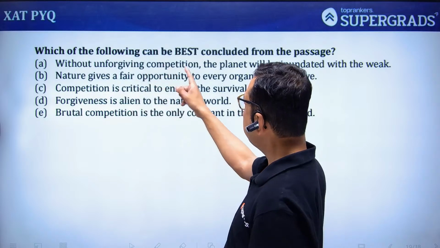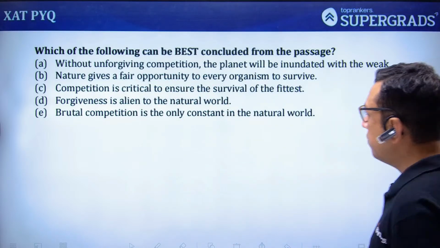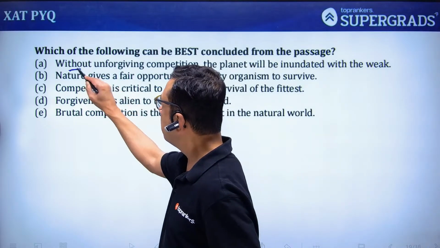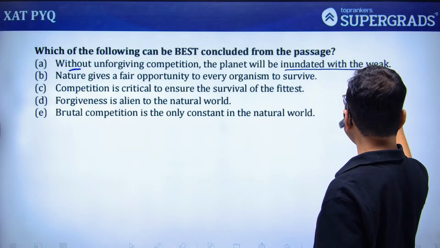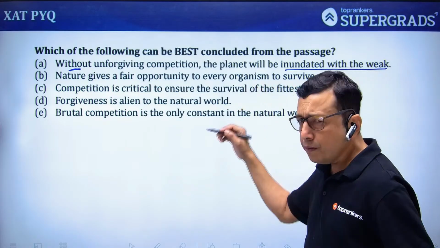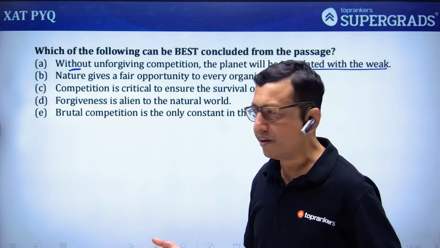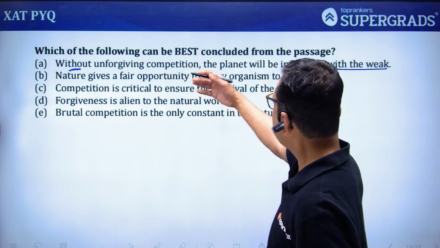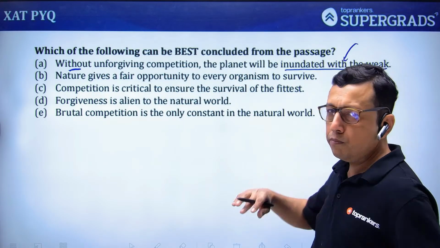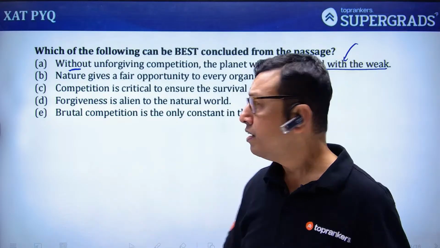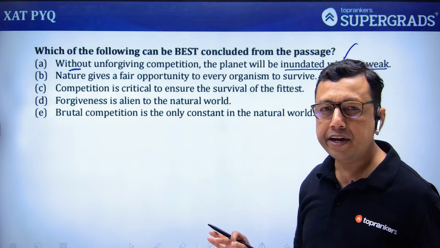Without unforgiving competition, the planet will be inundated with the weak. Does the passage say this in the first place? Without competition, the planet will be inundated with the weak. So the planet will be full of weak people without competition. No, this is not at all indicated in the paragraph.